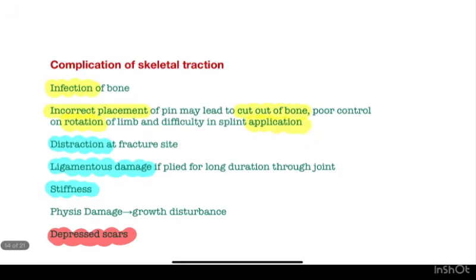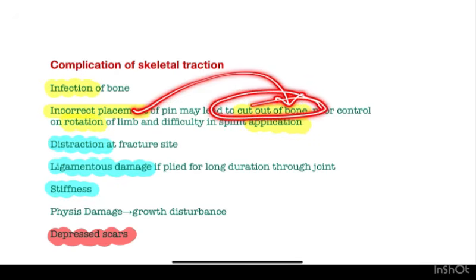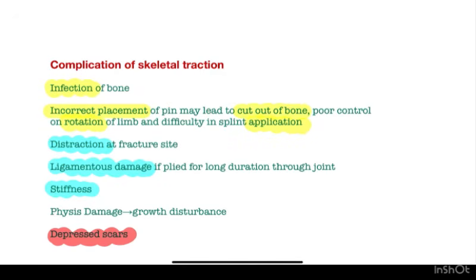What are the complications of skeletal traction? Complications of skeletal traction are infection of the bone, and incorrect placement of the pins, which creates a risk of the pin cutting out through the bone. There will be inappropriate rotation, inappropriate application of the skin. If we apply too much weight in skeletal traction, there will be distraction at the fracture site. There is always a risk of ligamentous damage. There is always a risk of epiphyseal damage, leading to growth disturbance or deformities. There is a risk of joint stiffness in the joints near the skeletal traction. If we do not make good cruciate stab incisions, then there will be unhealthy scars.